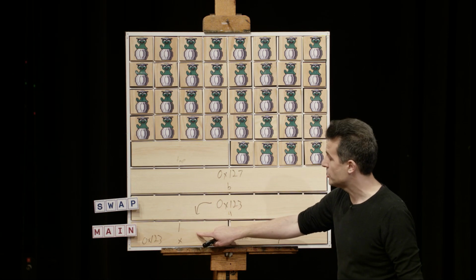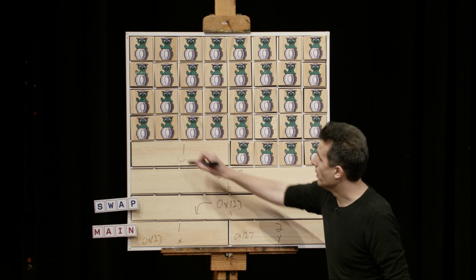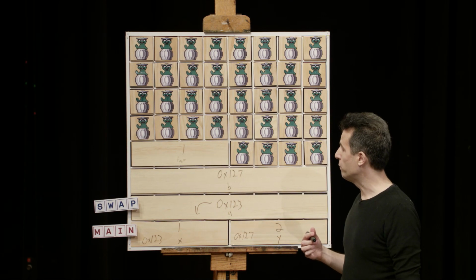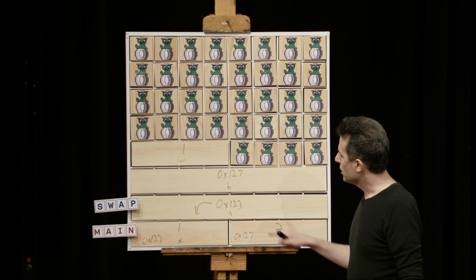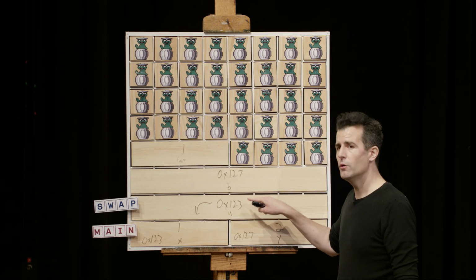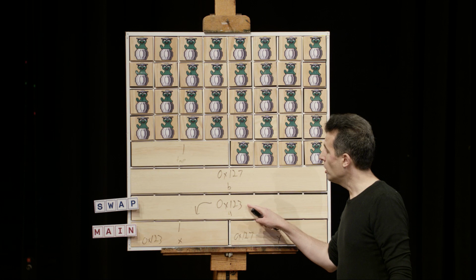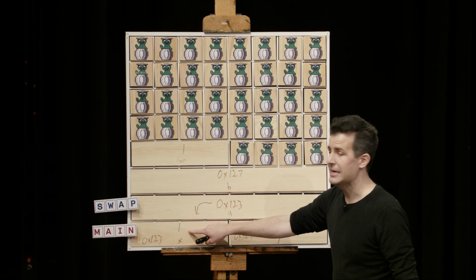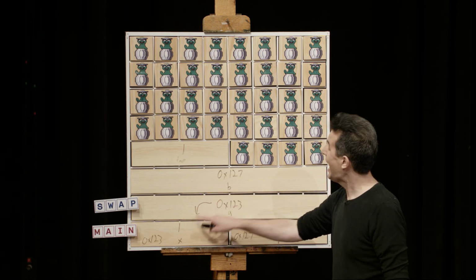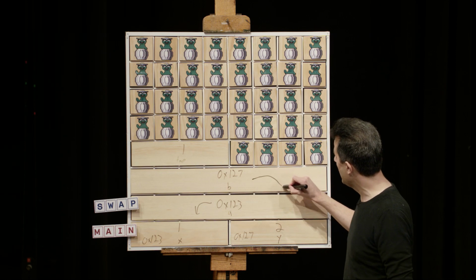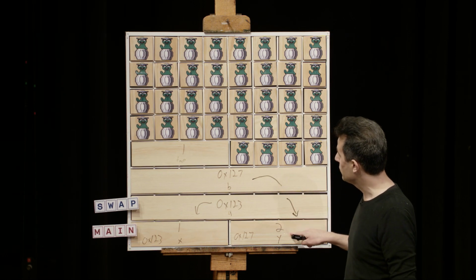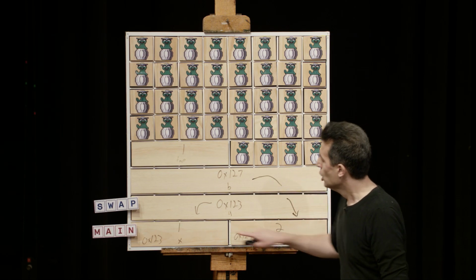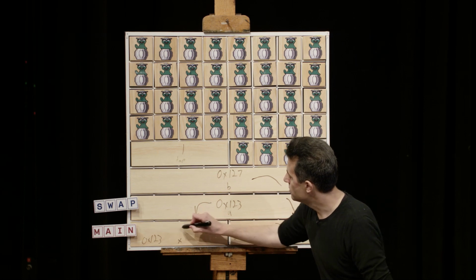OK, what is at address 0x123? The number 1. So we put 1 in temp, just like before. Then what do? Well, now I'm going to change not the value of A, but what is at the location in A to be whatever is at the location in B, which is like an arrow pointing down here, 0x127. So I'm going to change this 1 now to be a 2.